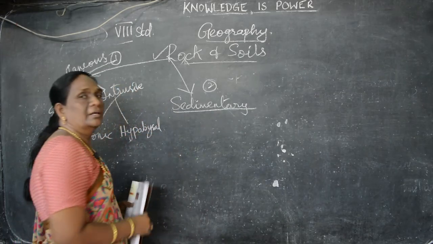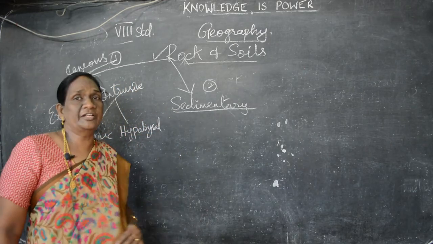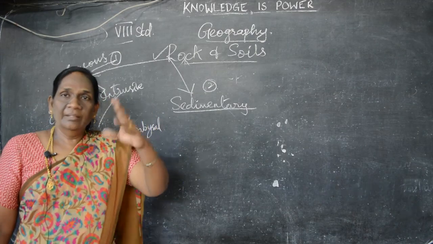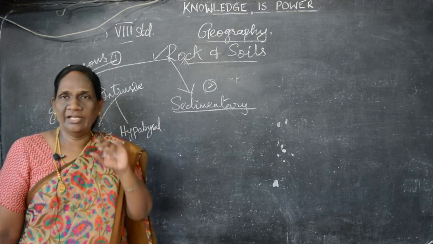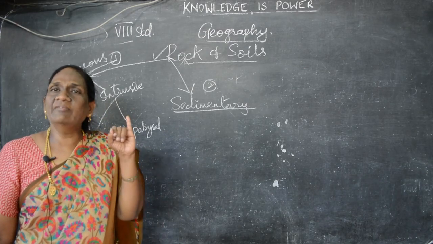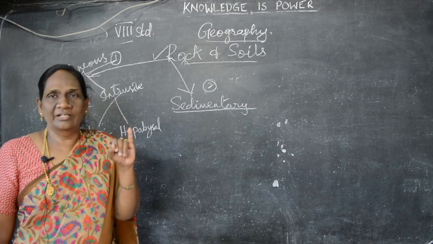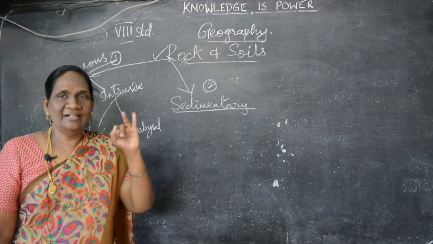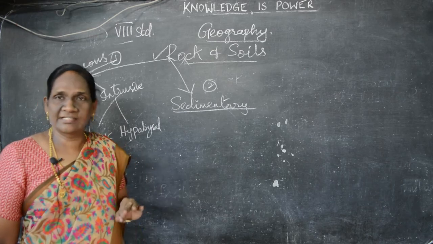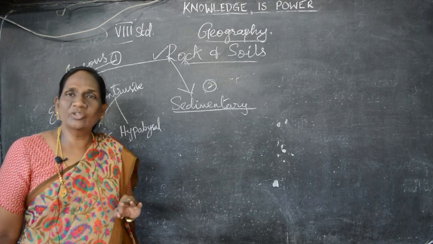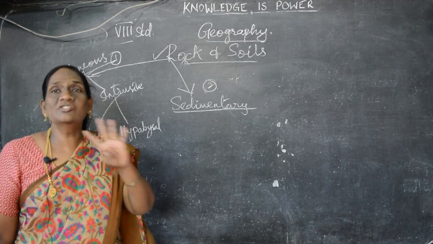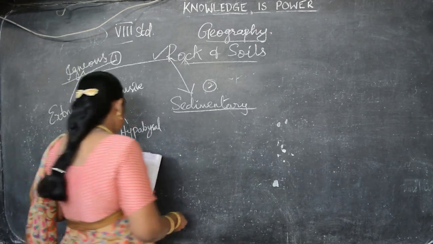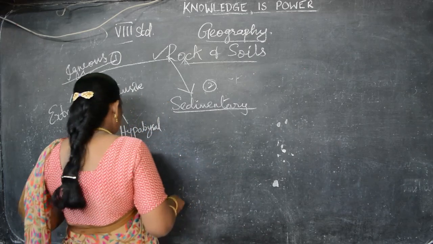What are the characteristics of sedimentary rocks I told you? It has many layers. Very good. Then it is soft in nature. Third one, yes, it contains fossils. Fourth one, yes, very good, it is not crystalline. Understand? Now, we are going to see the types of sedimentary rocks.